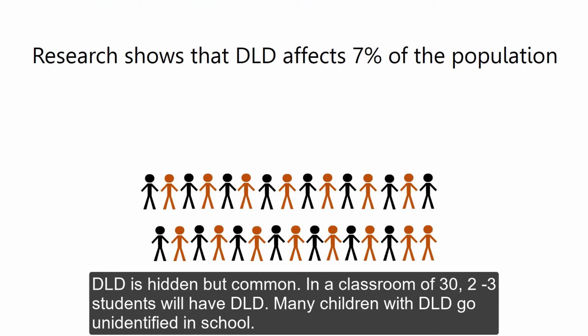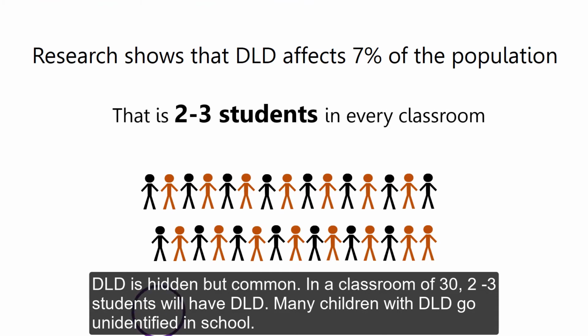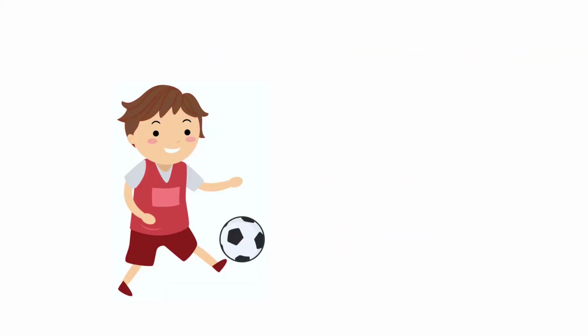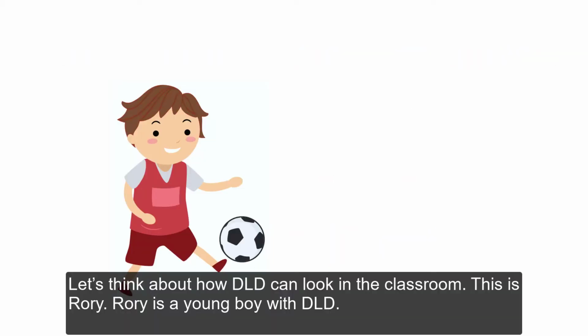DLD is hidden but common. In a classroom of 30, 2 to 3 students will have DLD. Many children with DLD go unidentified in school. Let's think about how DLD can look in the classroom.